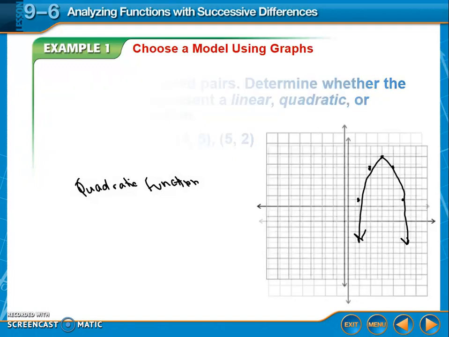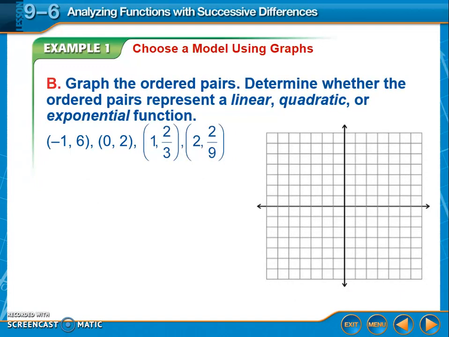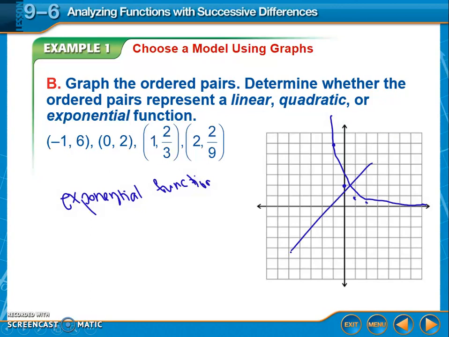Okay? So if we were to graph these ones, let's do the same thing. I graph -1, 6, 0, 2, 1, 2/3, and 2, 2/9. I get this, and this looks to form one of those shapes like that. So that is an exponential. Okay, so it should be pretty easy by looking at the graph to determine if it's quadratic, exponential, or linear. And of course, we didn't look at a linear example, but a linear would just be like a line.